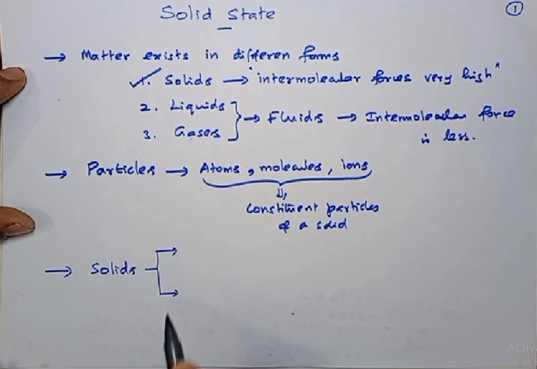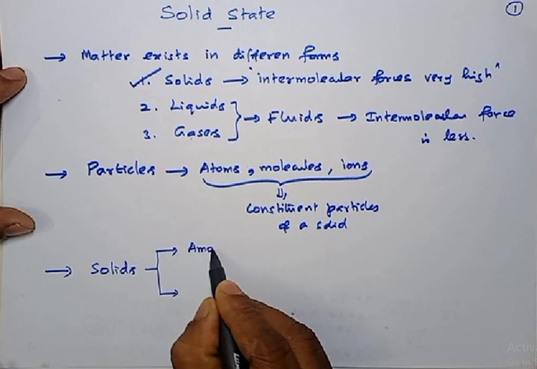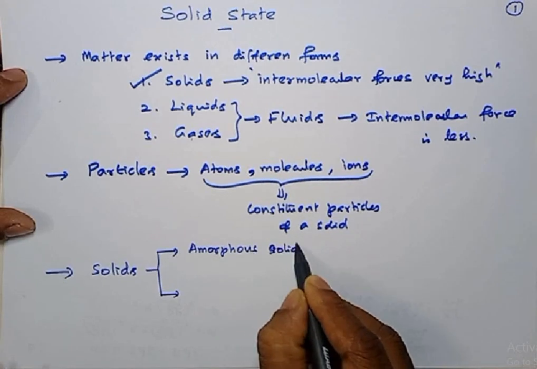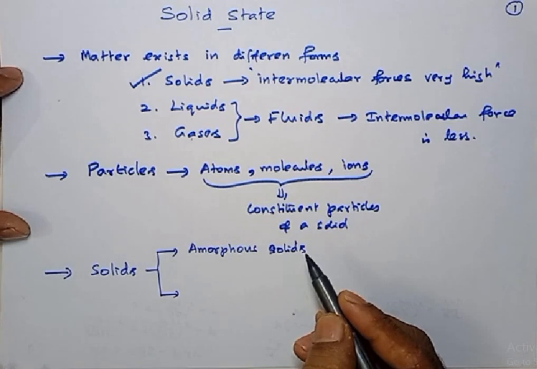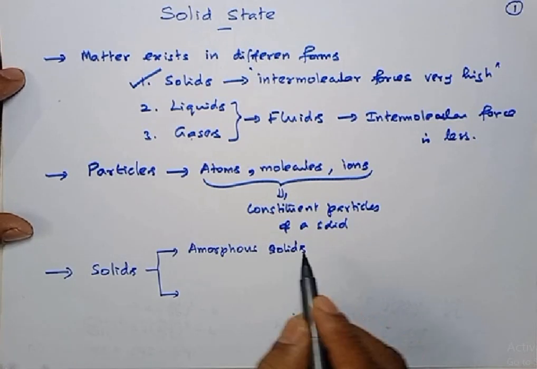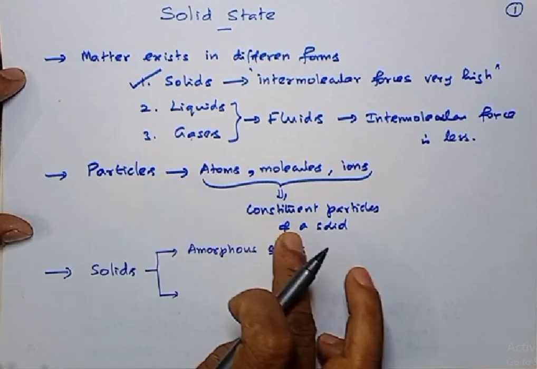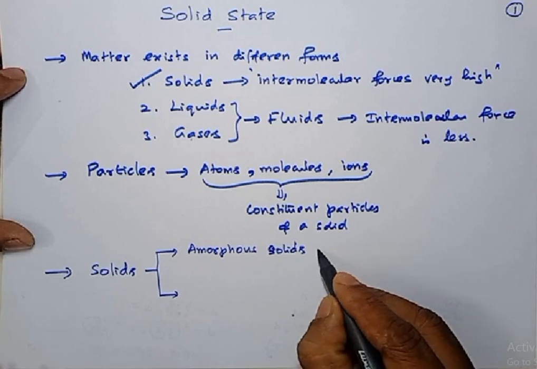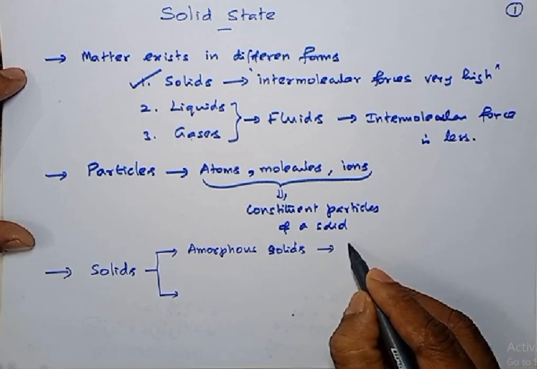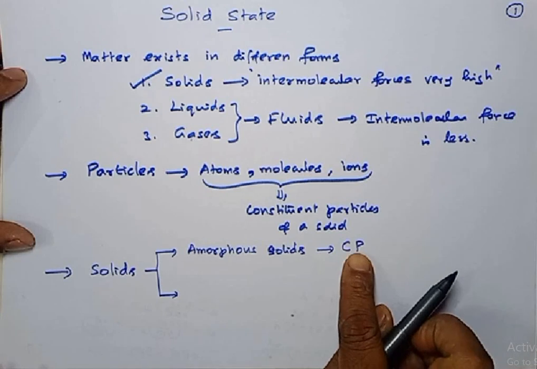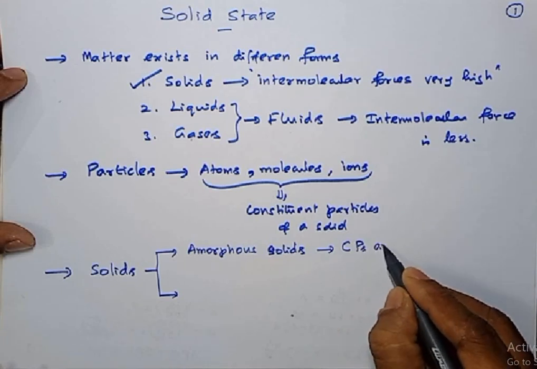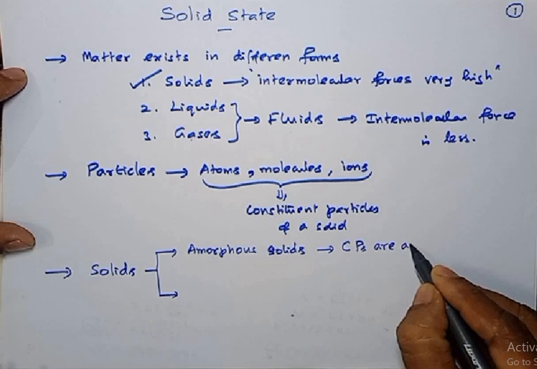Solids are mainly classified into two. Number one, amorphous solids. In amorphous solids, you know very well, the constituent particles are arranged in a random manner. Let me write shortly CP. CP means constituent particles. In amorphous solids, constituent particles are arranged in a random manner.